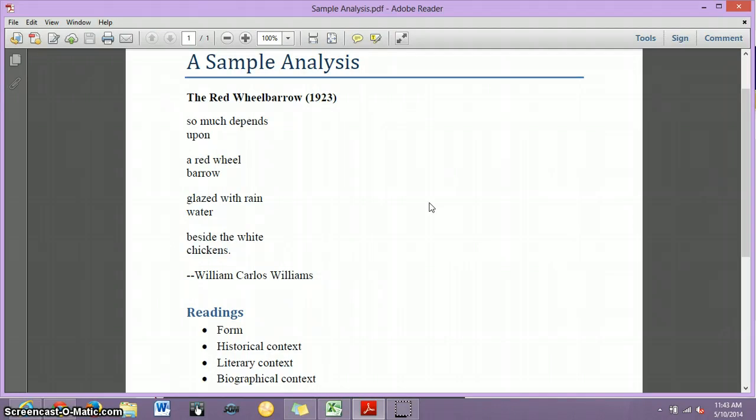Williams is doing the same thing here. He's being very specific. It's a red wheelbarrow. It's glazed with rainwater, and it is beside white chickens. So he's being very specific. He's creating an image, even though it's very short. It's still quite specific in what it's saying. So he's creating this image.